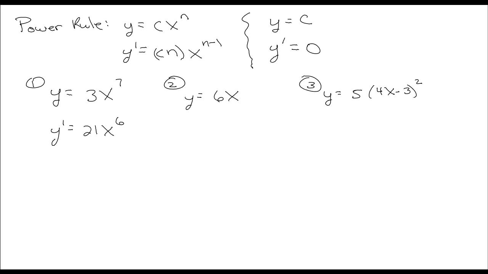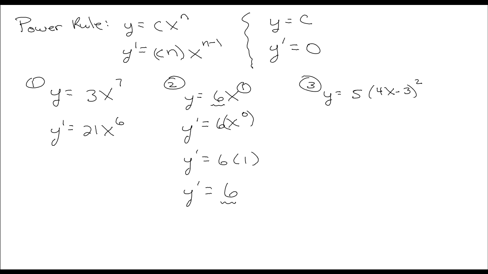For the second one, there's no exponent written, but by default, the exponent is a 1. So applying the power rule, 6 times 1 is 6, and then subtract 1. But x to the 0 is 1. And so your final answer is just 6. So bottom line, if there is no exponent, you can assume it's 1, and when you get done, your answer will just be the coefficient.